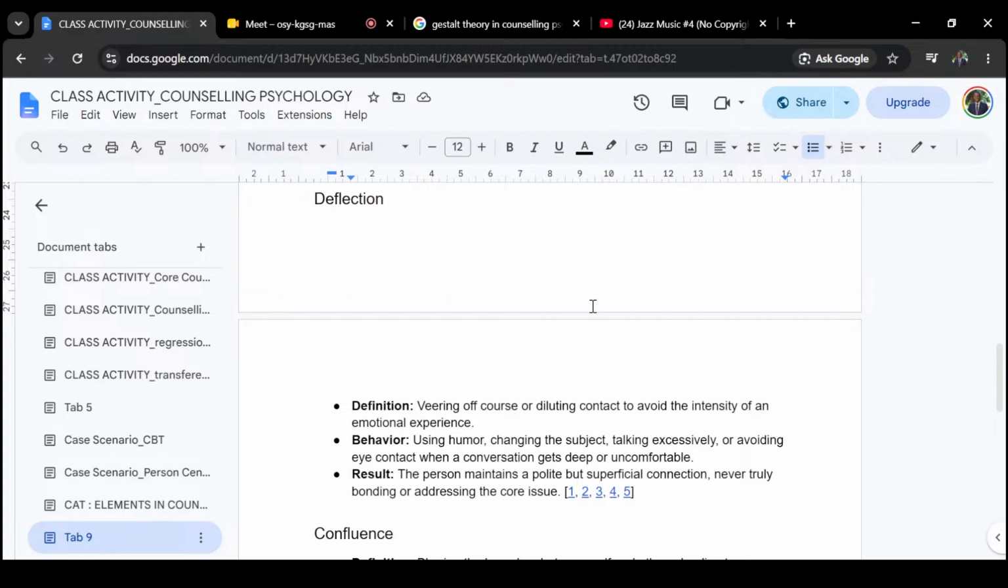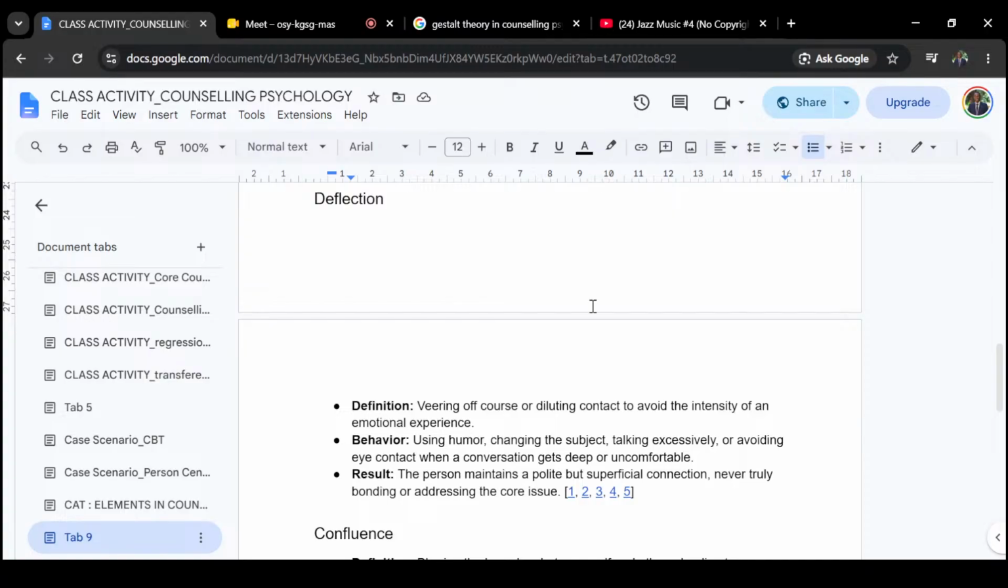Examples: changing the subject when conversation becomes emotional, using excessive humor to avoid discussing painful experiences, avoiding eye contact, speaking vaguely rather than directly. The purpose is to protect against emotional vulnerability.